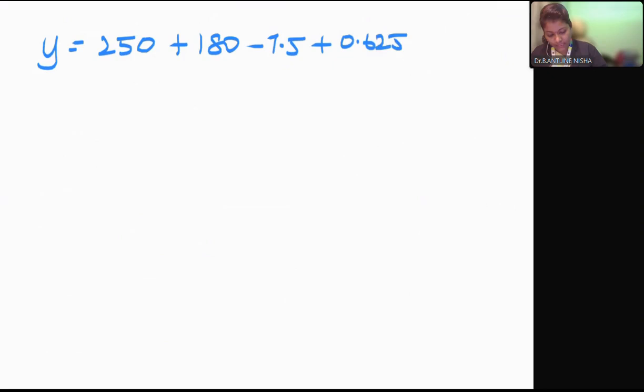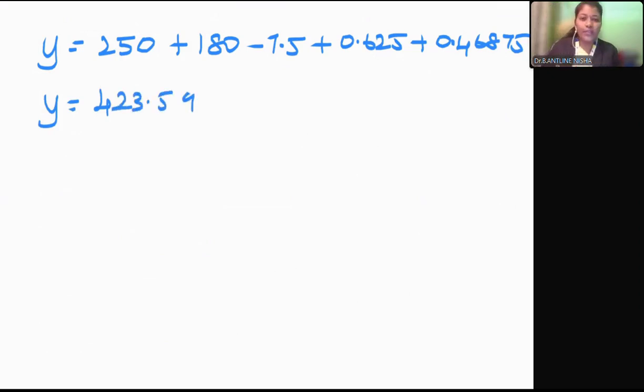If I solve this, I will get 250 plus 180 minus 7.5 plus 0.625 plus 0.46875. If I add all the values, I will get 423.59. Okay, 423.59, and approximately we can take it as y is equal to 424.